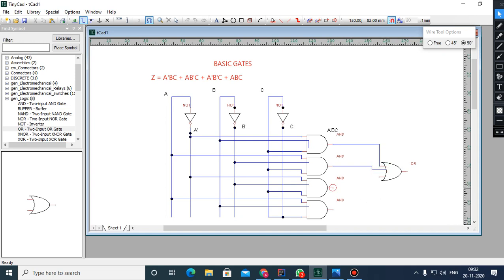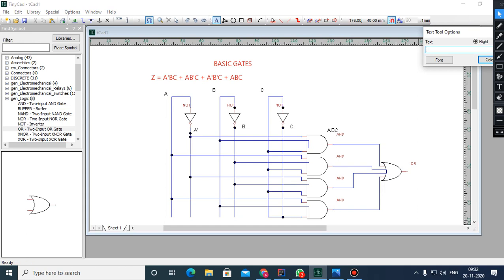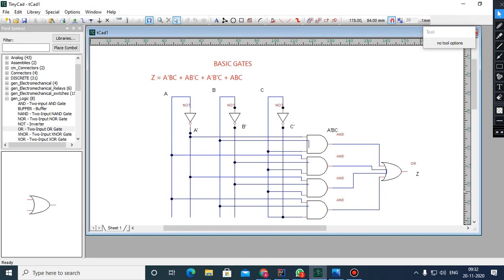And here it is the third one. And the fourth one. I have added. And now children, here what is coming, which is capital Z, is coming as output. It's done. This is how you have to draw the circuit diagram.